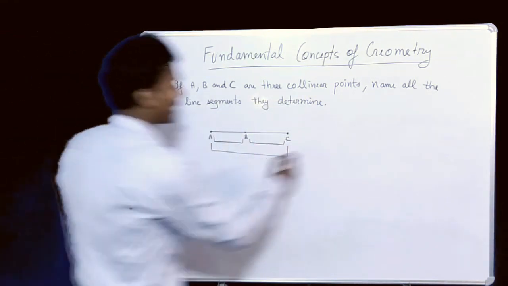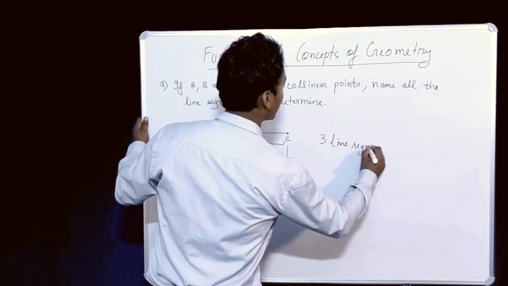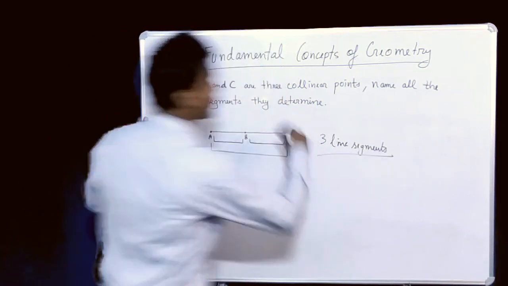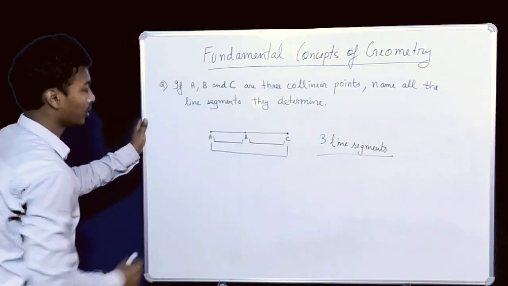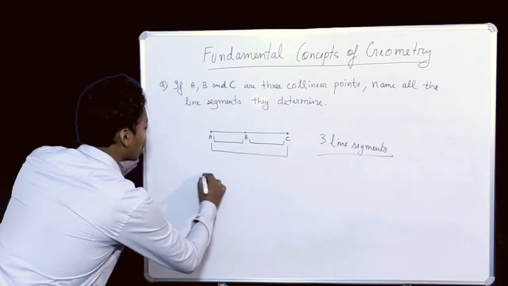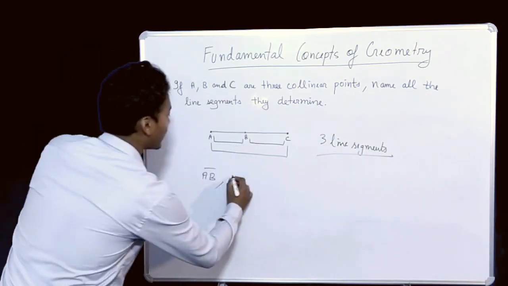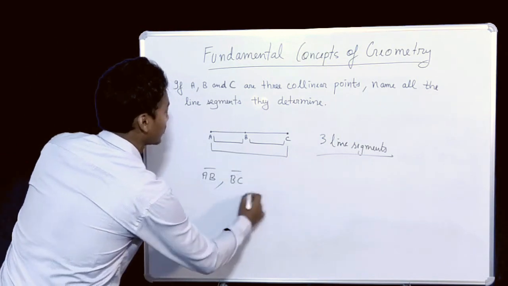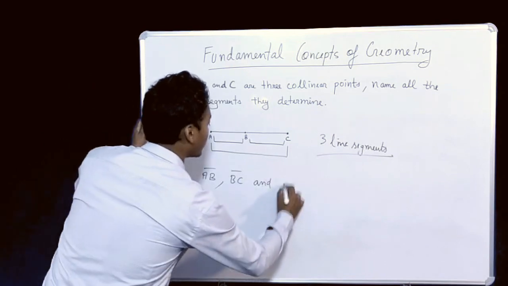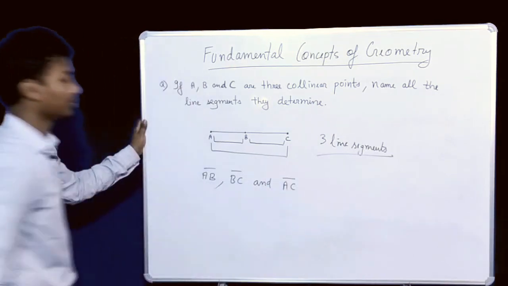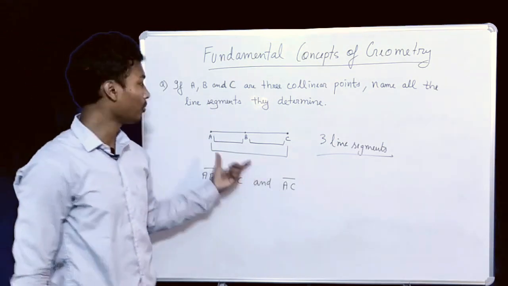So they have asked us to name all the line segments. Now we know how many line segments will be formed? 3 line segments, right? But they have not asked the number of line segments. So we have to name all the line segments. So here we have line segment AB, then line segment BC and line segment AC. So these 3 line segments will be formed, right?